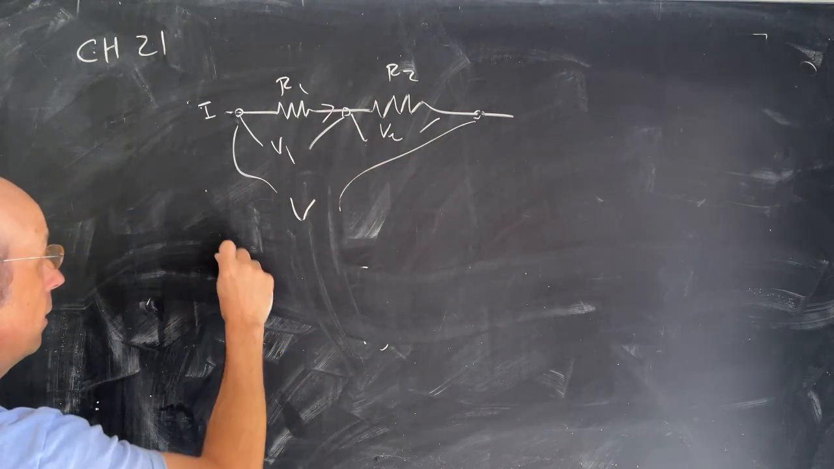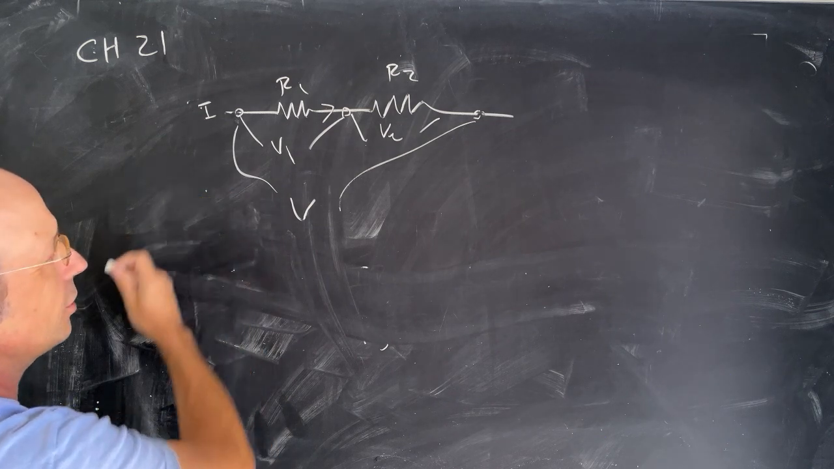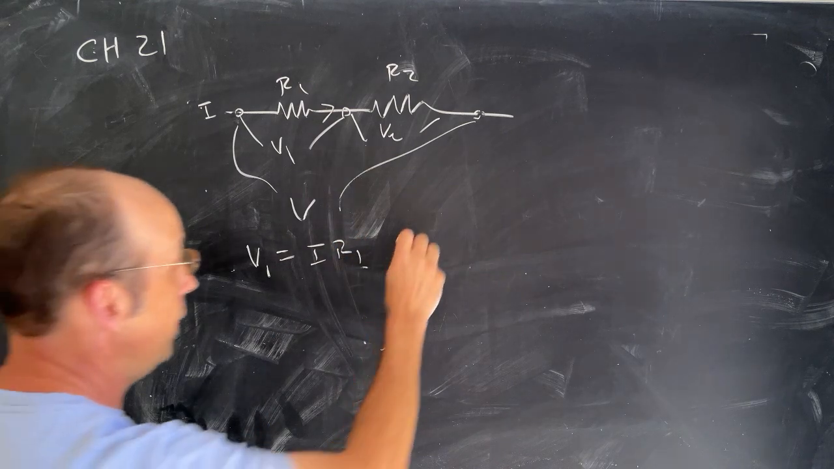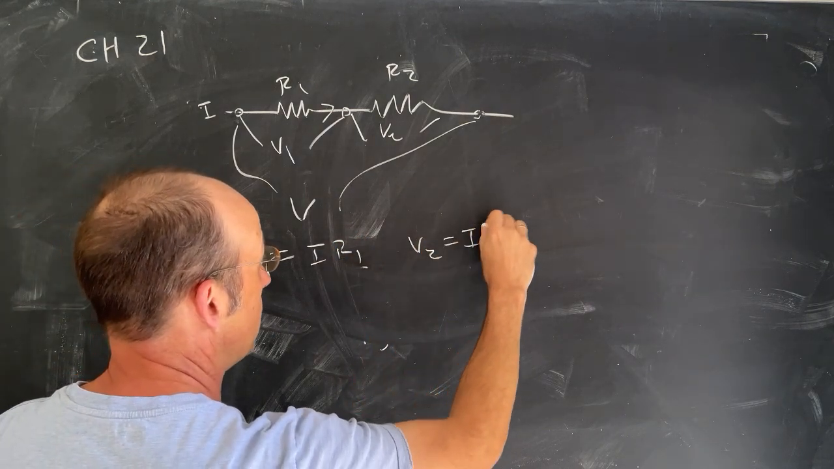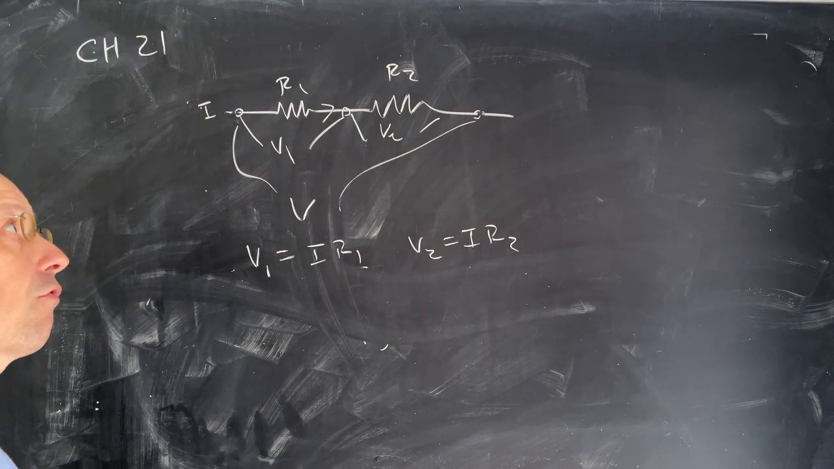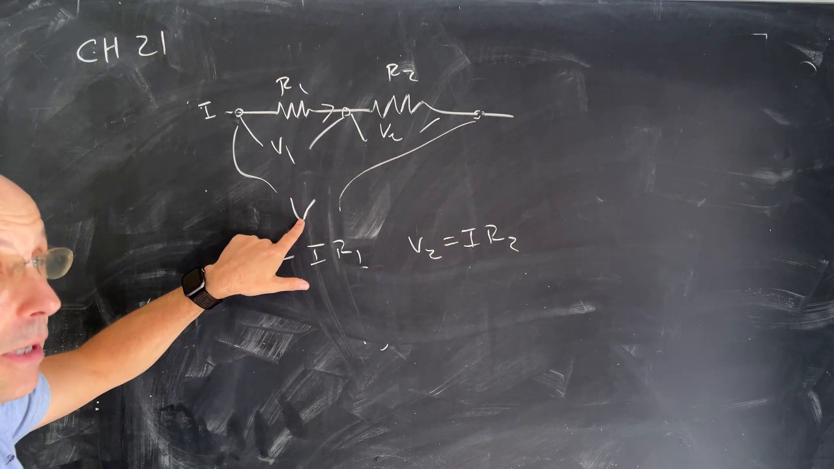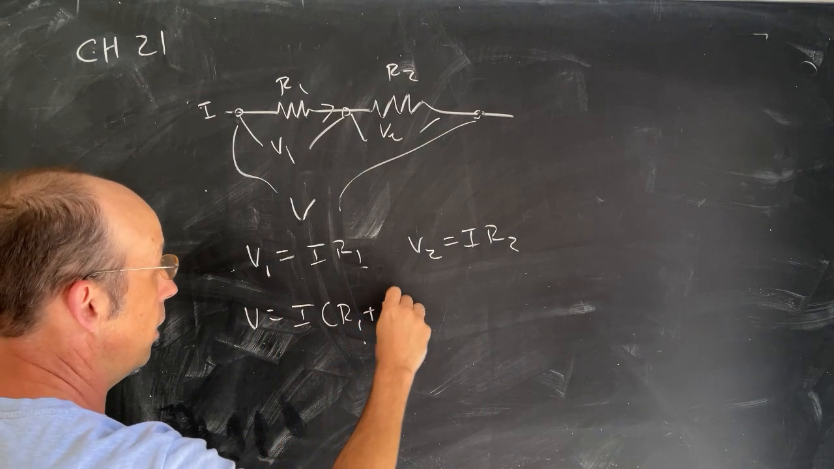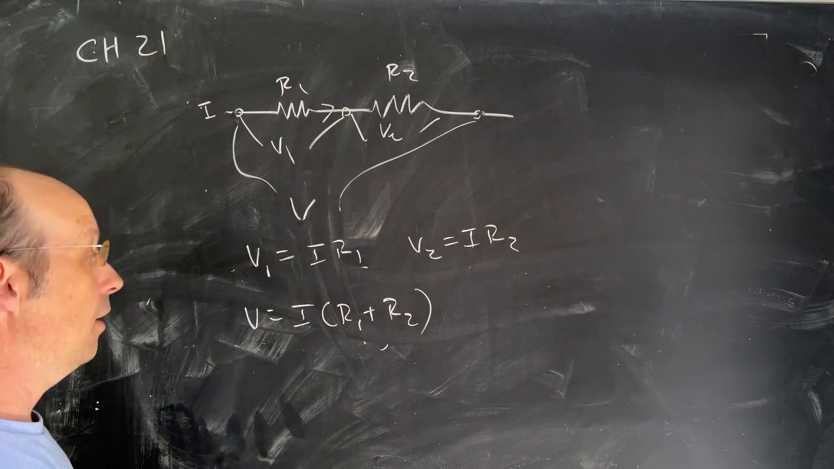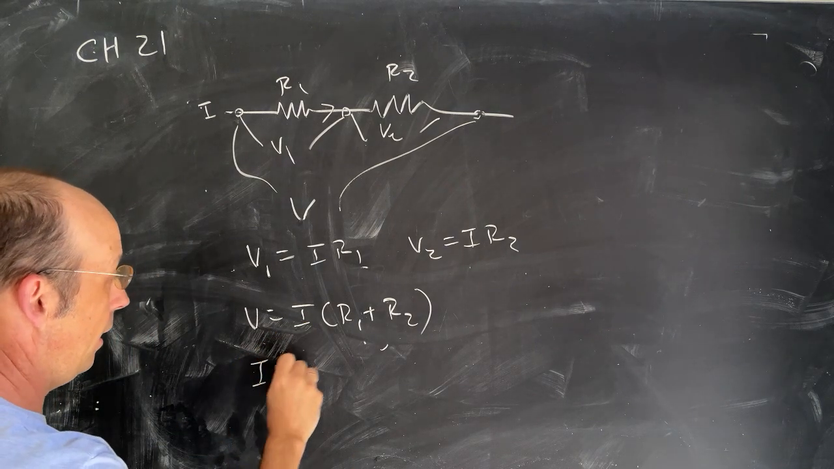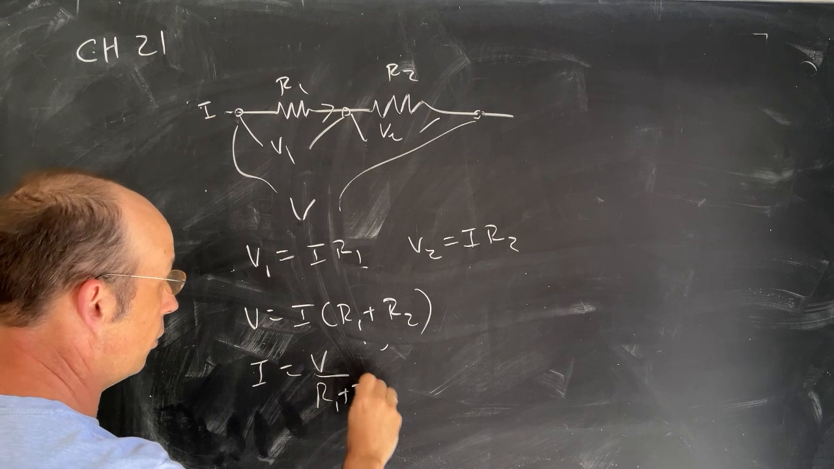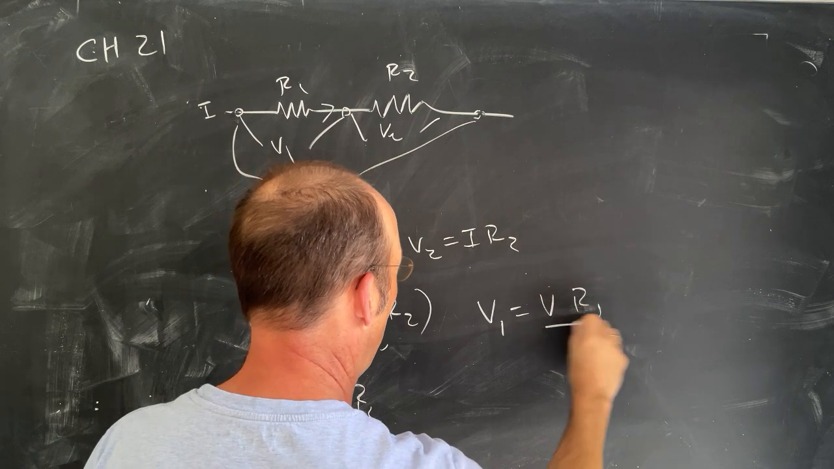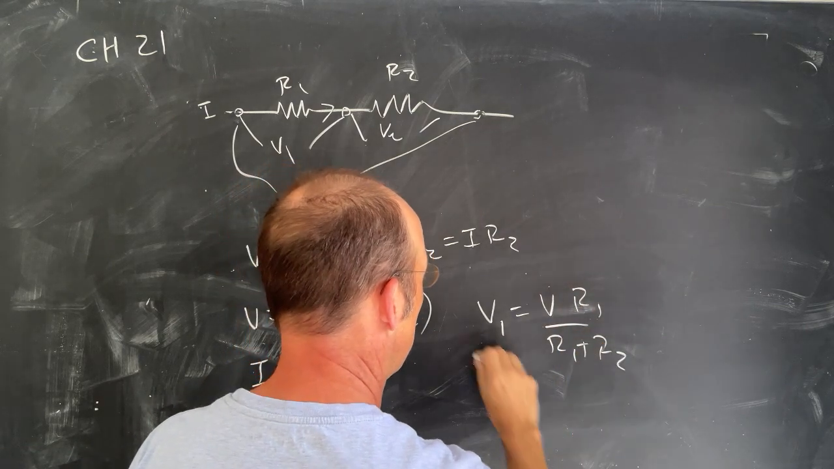So V1 is equal to I times R1. V2 is equal to I times R2. But the ratio of voltages, because I know that the total V is I times R1 plus R2 because those are in series. So let's solve this for I. I get I is V over R1 plus R2. And if I put that in right here, I get V1 is V R1 over R1 plus R2.